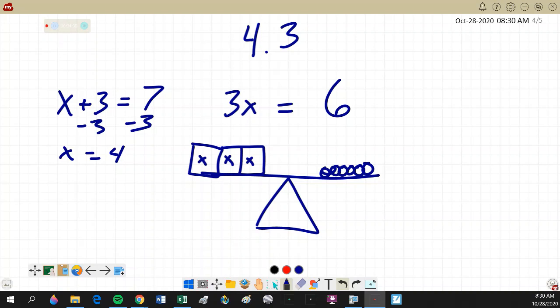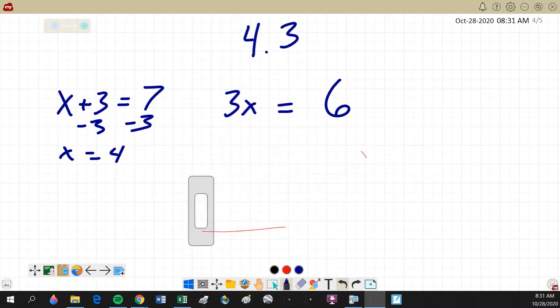Well, I can get rid of 1/3 of everything, right? So I keep 1 and I throw out 2. Over here, keep 1, throw out 2. Keep 1, throw out 2. And I'm left with an x box is equal to 2 rocks. X equals 2. Okay. All right.